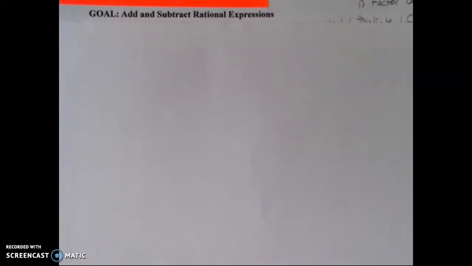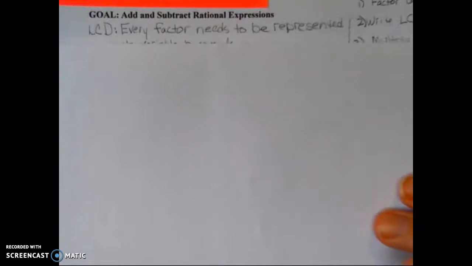I have a new lesson for you today, and we are going to be adding and subtracting rational expressions. So a rational expression is just a fraction. And you all know that when you add and subtract fractions, you have to have a common denominator. So let's first talk about how to find the LCD.